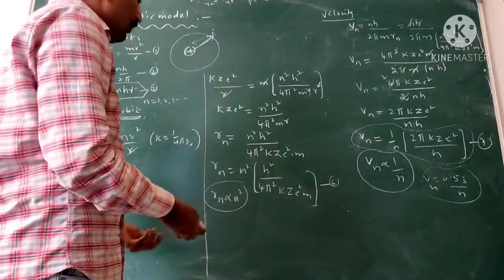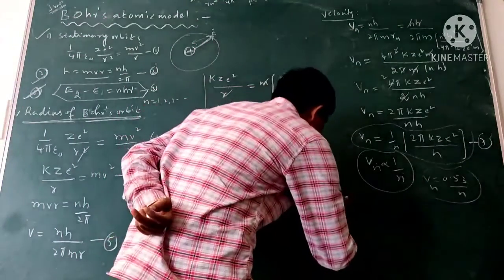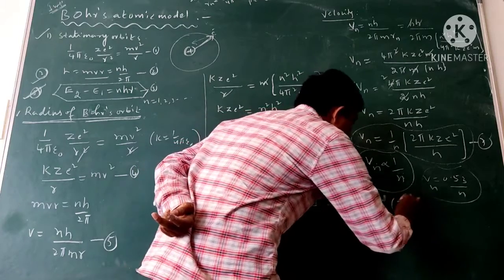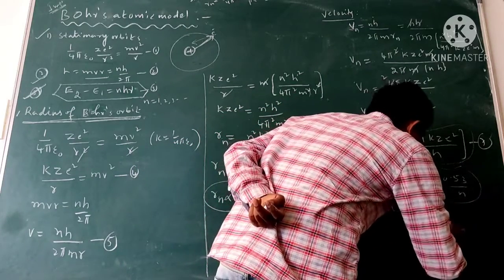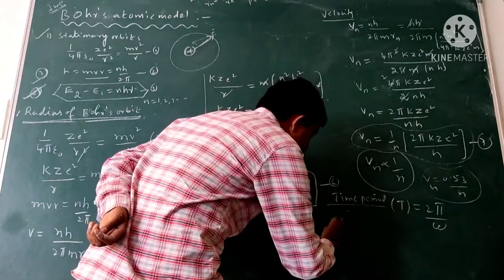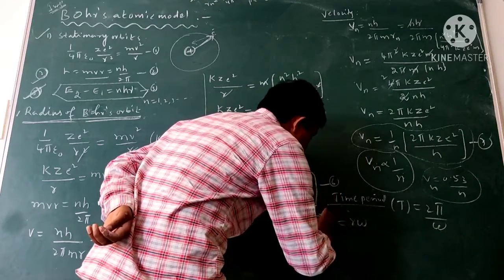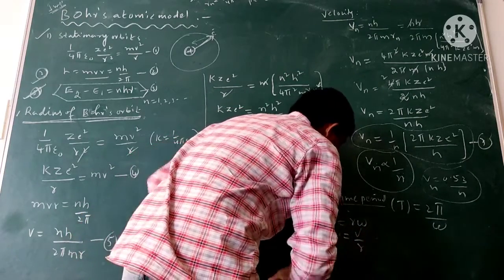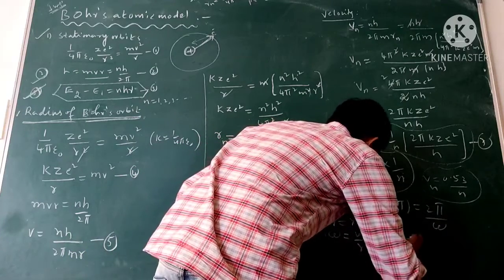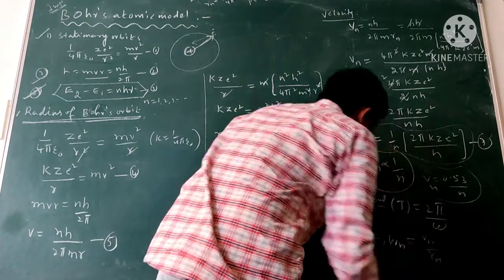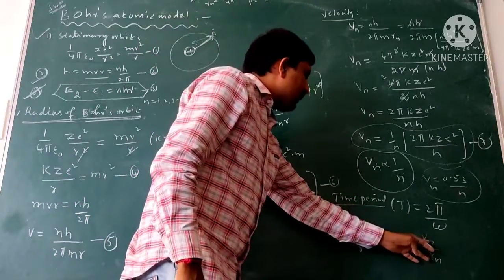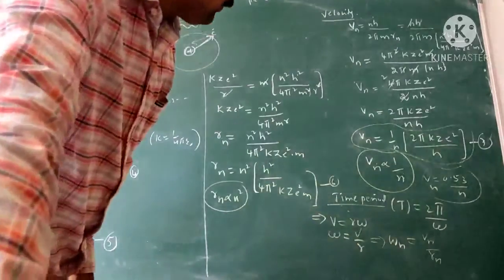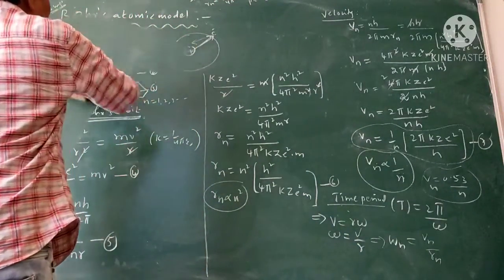Then time period. Time period, capital T, is equal to 2 pi by omega. So what is omega? Omega means angular velocity. We know that v is equal to r omega, so omega is equal to v by r, or omega n is equal to Vn by Rn. So substitute the V value and R value, and we find out the omega value.